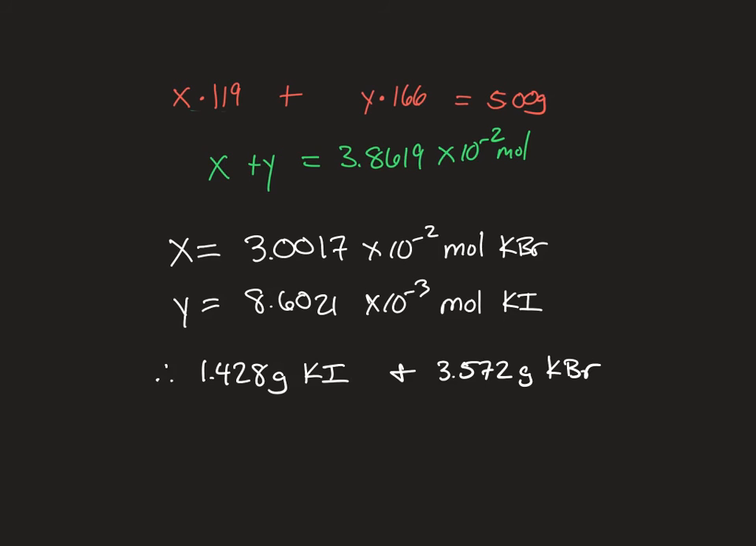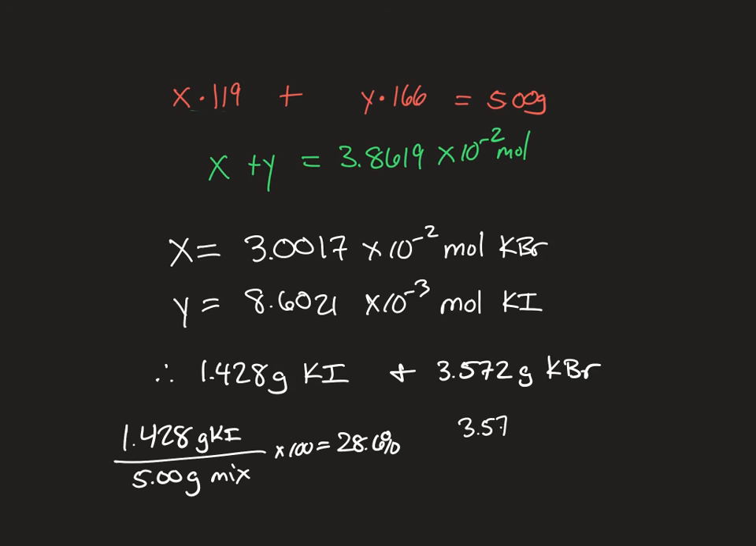Now I use the molar mass to make those conversions, and now I just calculate the percent by mass with the 1.428 grams of potassium iodide per 5 grams of the mixture. Multiply by 100, of course, and I get 28.6%. And then the same process for potassium bromide, just using the mass of potassium bromide, 3.572 grams per 5 grams of the mixture, times 100, and I get 71.4%.